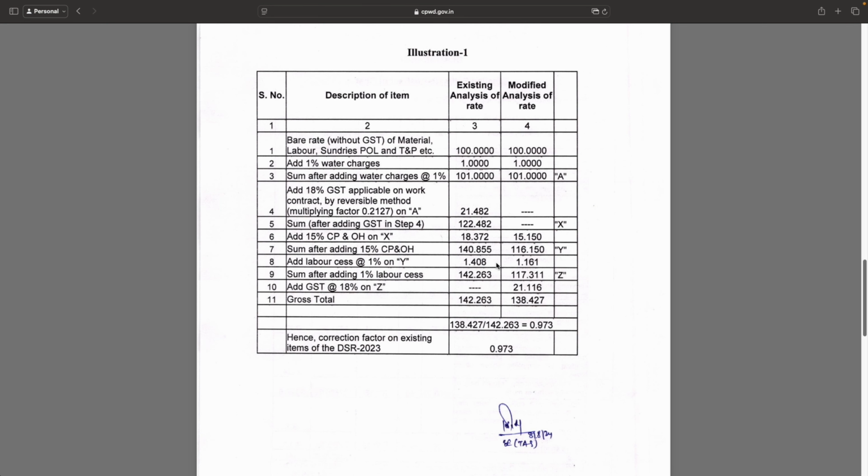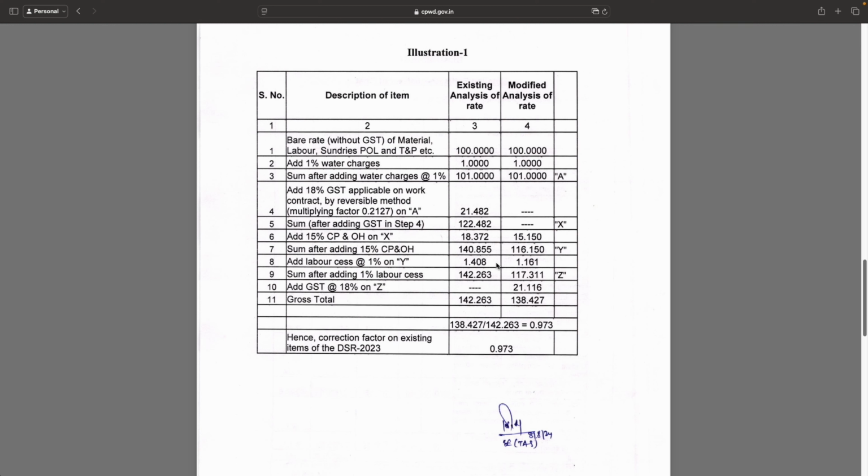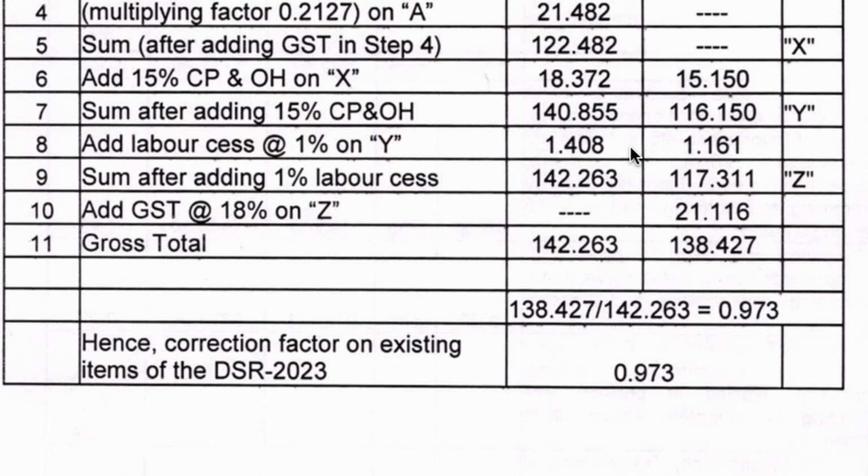Now how they have changed it is, you calculate the same thing, the sum of whatever expense is made for doing that work, then add 1% water charge, and the next step is adding contractor profit 15%, and then labor welfare fund 1%. After adding all the expenses, finally you add 18% GST. So that is the new method revised by CPWD authorities. CPWD is insisting to follow this immediately. This is of immediate effect.